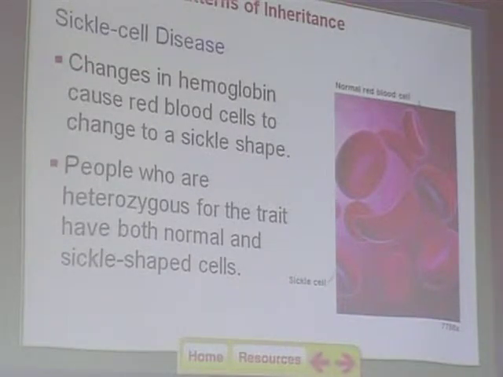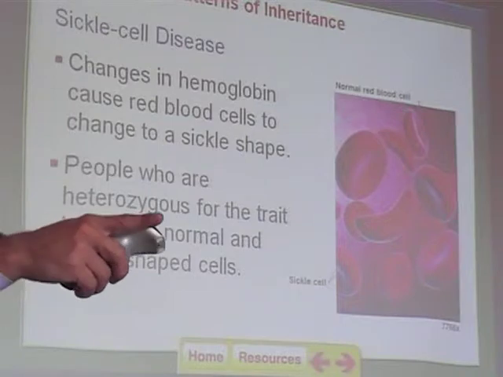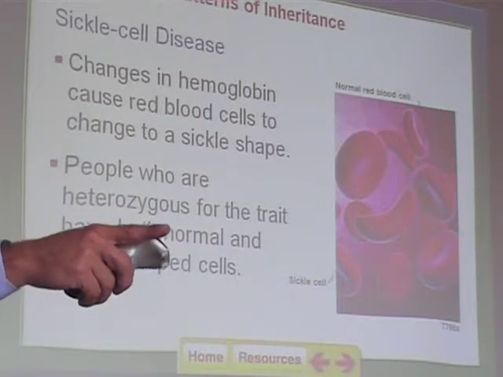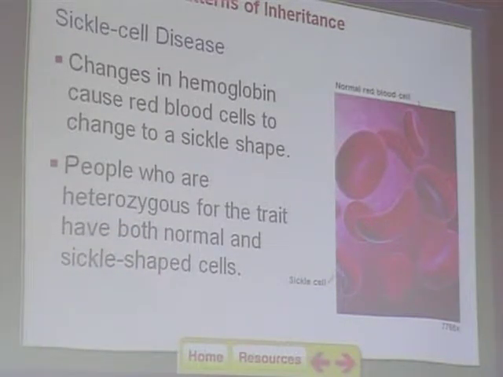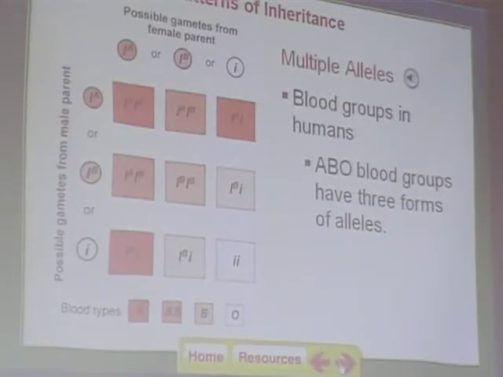But what's bad about being big S, little s? You can carry it, which means your children could have sickle cell. You could have children with sickle cell if you're a carrier, no matter who you marry.